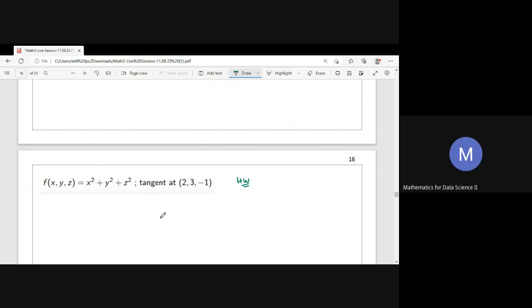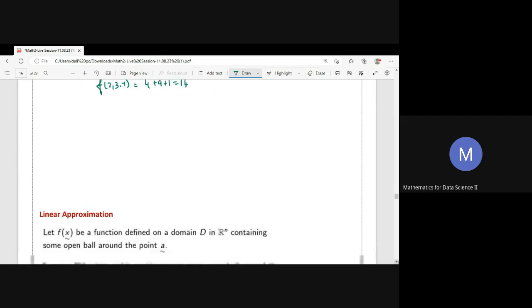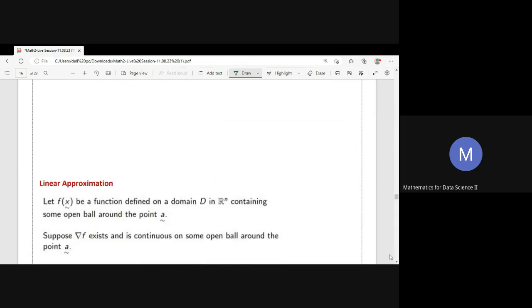Ma'am, just one thing I want to say, that there was some calculation error in the video. I guess f of 2, 3, minus 1 was taken as 3, but it is not 3. f of 2, 3, minus 1 is 4 plus 9 plus 1, which is 14. So because of this, there is some calculation error in the video. Please note that. Don't take the same answer from the video. Look at this calculation error and do it. Linear approximations are exactly the same concept as tangents, just the name is different.